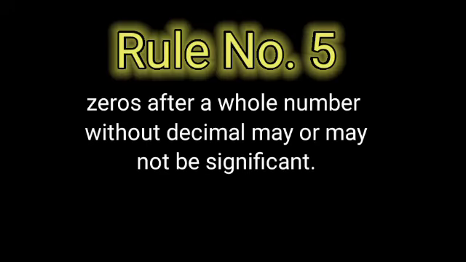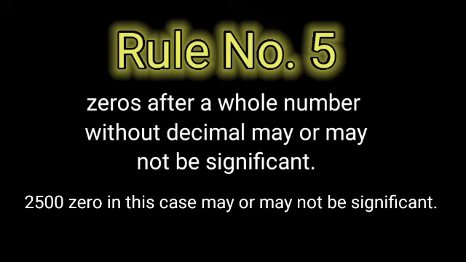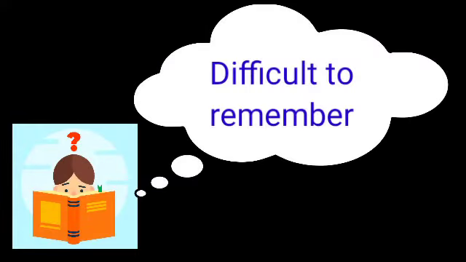Rule number 5. Zeros after a whole number without decimal may or may not be significant. In 2500, 0 at the end, these zeros may be significant or not significant. If the rules are difficult to remember, I have an easy trick to understand and remember these significant digits.